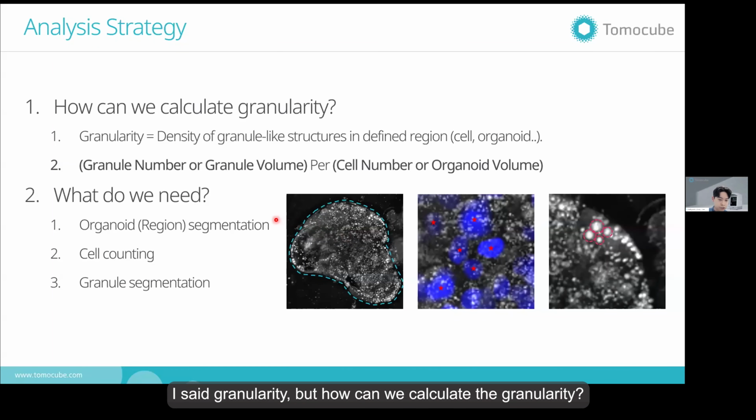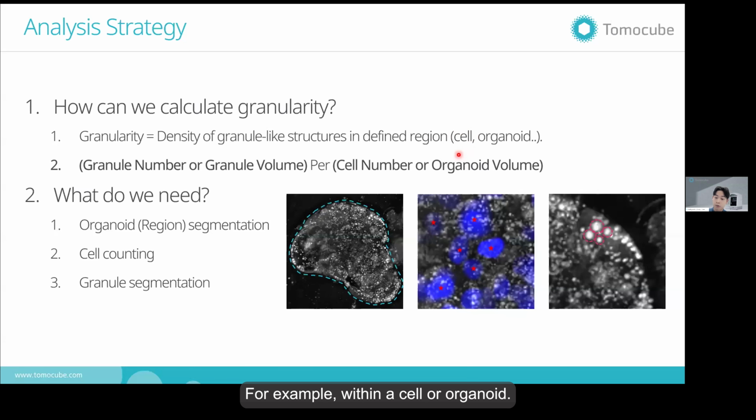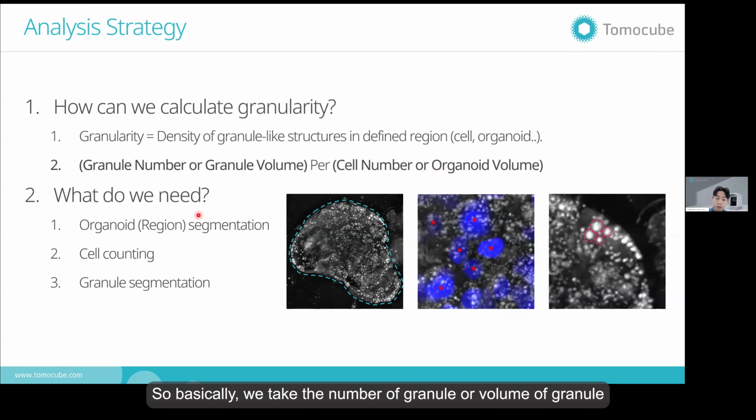So I said granularity, but how can we calculate the granularity? Normally, we define the granularity as the density of granule-like structures in a defined region, for example, within a cell or organoid. So basically, we take the number of granules or volume of granules and divide it by the number of cells or volume of the organoid.